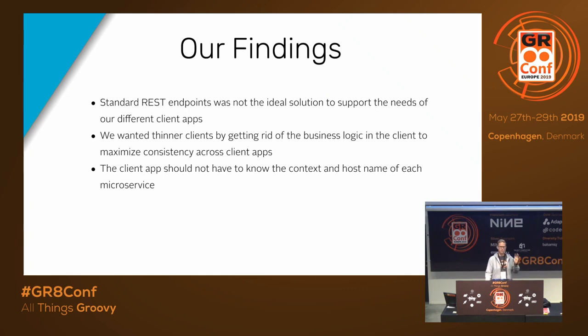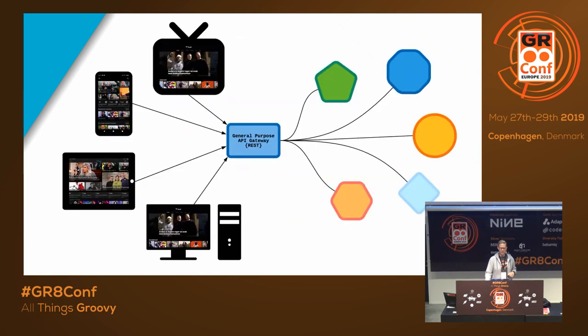We knew that we wanted to put something in front of our microservices, some kind of gateway. And one thing we looked at was a general purpose gateway, where every client would just request this single point of entry. But because of the diversity of the different clients, the REST endpoints of that service would have to be very, very general, and probably with a lot of query parameters or something to actually serve the needs of the individual client.